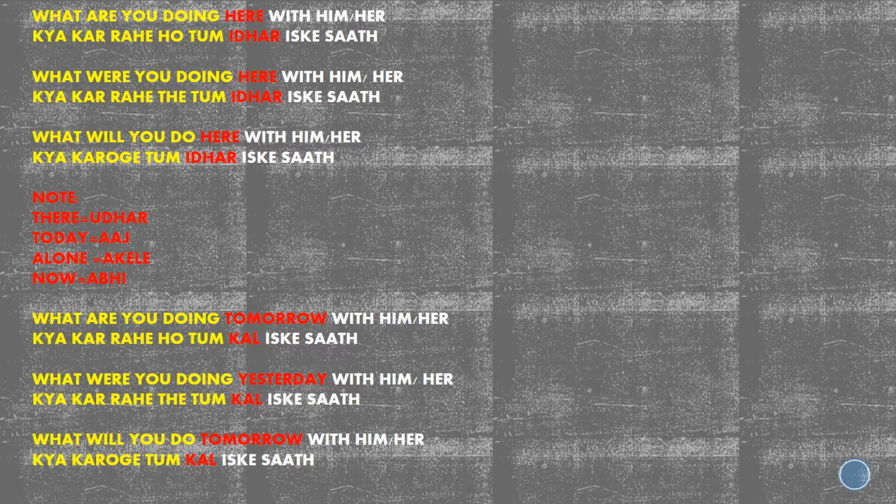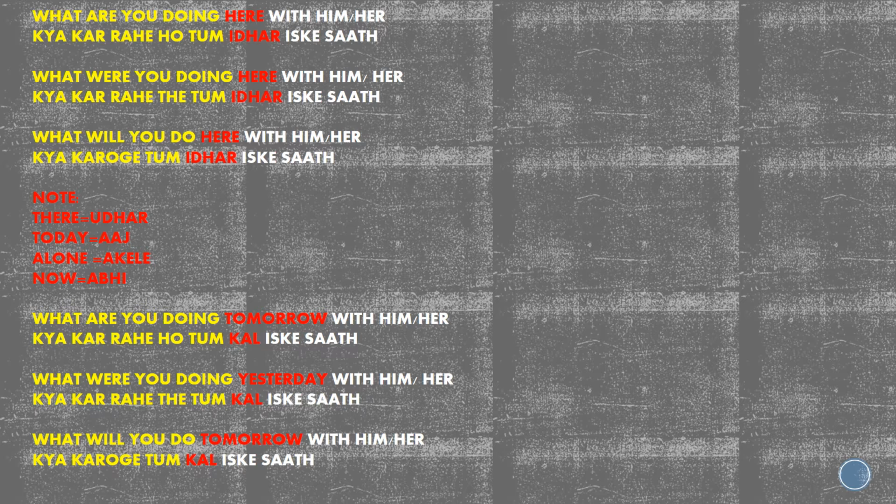Okay, so we'll check it again. What are you doing here with him, or maybe what are you doing here with her. क्या कर रहे हो तुम इधर इसके साथ. Good. What were you doing here with him, or what were you doing here with her. क्या कर रहे थे तुम इधर इसके साथ. Good. What will you do here with him, or what will you do here with her. क्या करोगे तुम इधर इसके साथ.